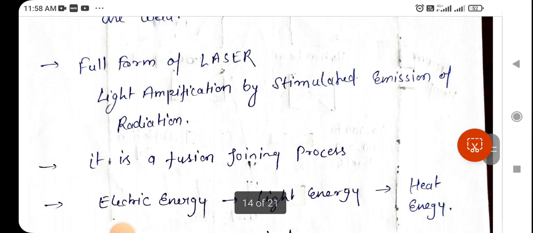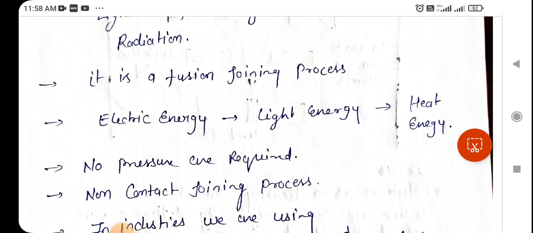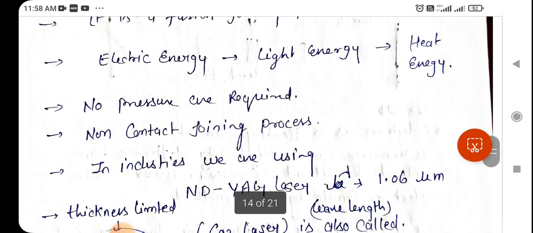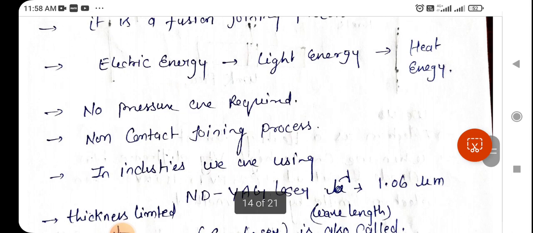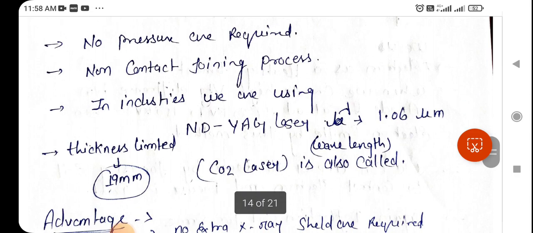The full form of laser is light amplification by stimulated emission of radiation. It is a fusion joint process, and electrical energy is converted into light, and the light again converts into heat, so the welding process takes place. In such kinds of welding, no pressure is required. A non-contact joint process is used.